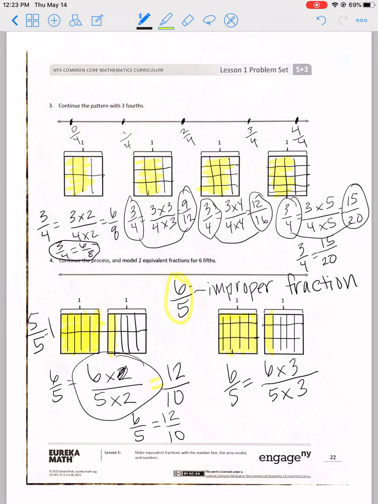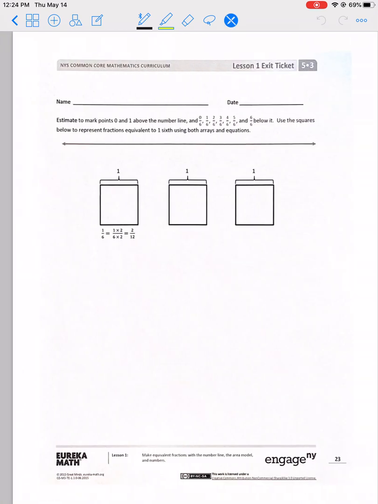And 6 times 3 is 18, and 5 times 3 is 15. So 6/5 is equivalent to 18/15. Okay, so we would not leave an improper fraction like that, but that's another lesson we'll get to. I've kind of showed you guys already what we do with it, but that's a whole other day.